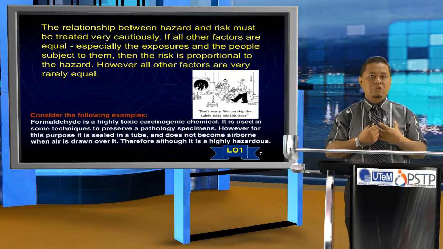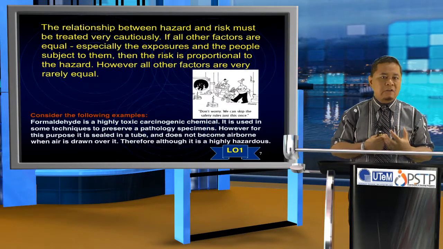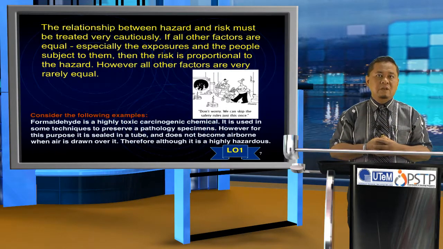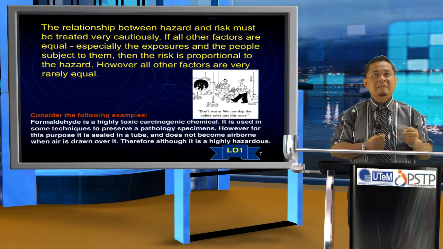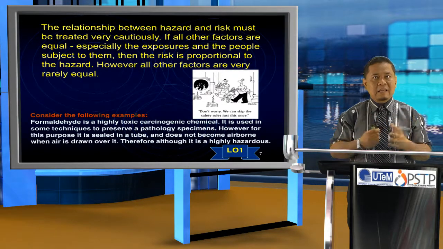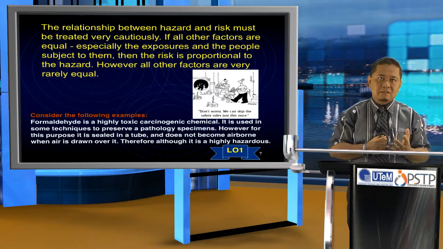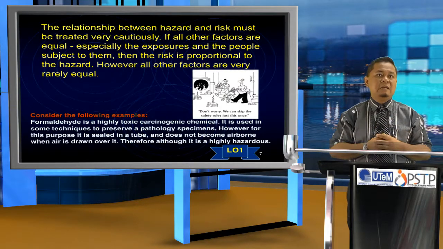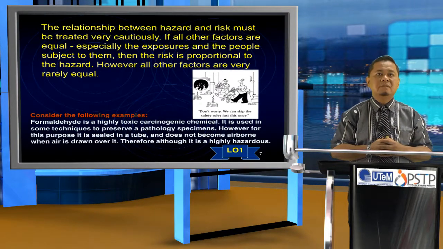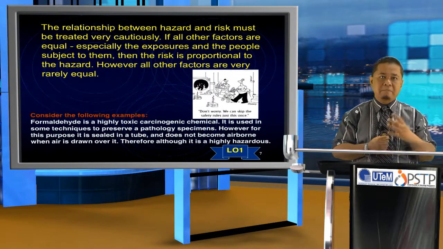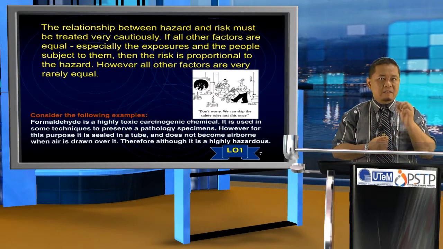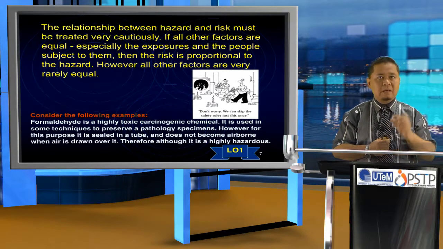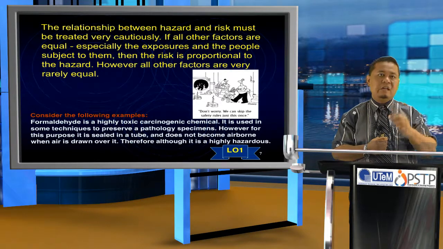From that, I assume that I am not familiar with the automatic transmission. If I go to class with the automatic transmission car, I will see some risk. I will think that I might be facing an accident. So in this case, you can see the relationship between hazard and risk must be treated very cautiously. If all other factors are equal, especially the exposure and the workers, and the people who are subject to them, then the risk is proportional to the hazard. However, all other factors are very rarely equal.